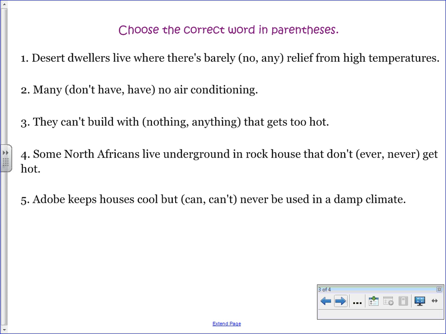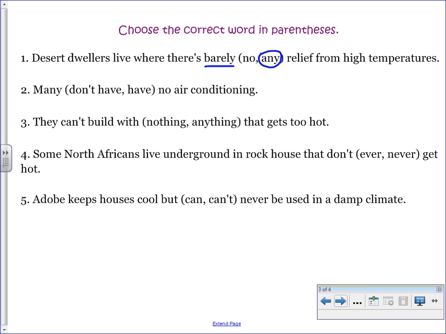So the first sentence says, desert dwellers live where there's barely no or any relief from the high temperatures. The correct answer here is any, because there's already one negative word in the sentence, which is barely, so we could not say there's barely no relief.